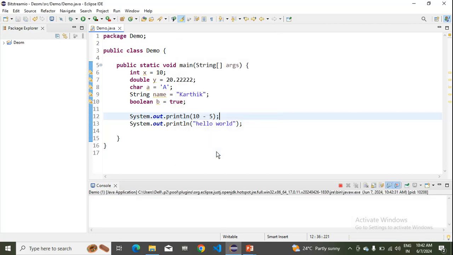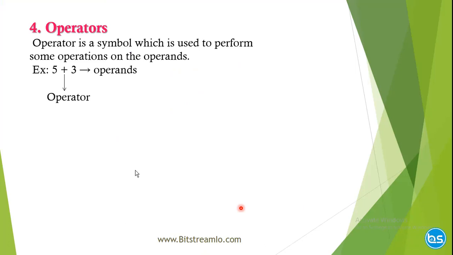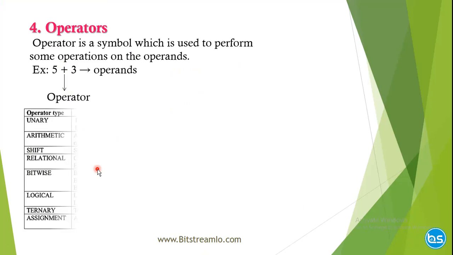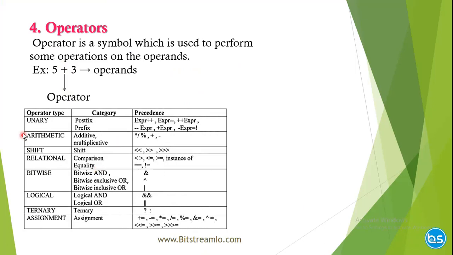So I'll just execute it. See, I'm getting 5. That's the answer. So these two are operands. Using the operands only you can perform operations. Similarly, there are different operators. There is a topic called operators, so you will be learning all this over there.